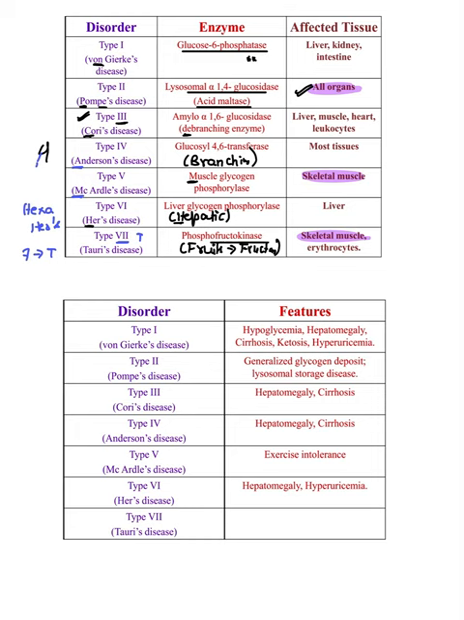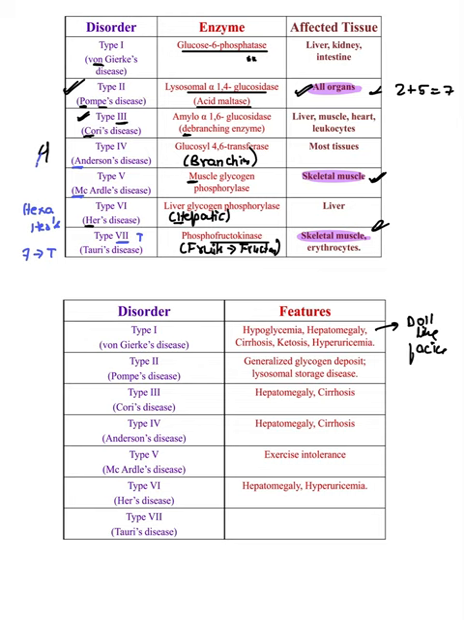Now, in which of these do you see muscle involvement? That is 2 plus 5 is equal to 7. In types 2, 5 and 7 you see muscle involvement. So this is important. Type 1, Von Gierke disease, what is important? There is presence of doll-like facies.